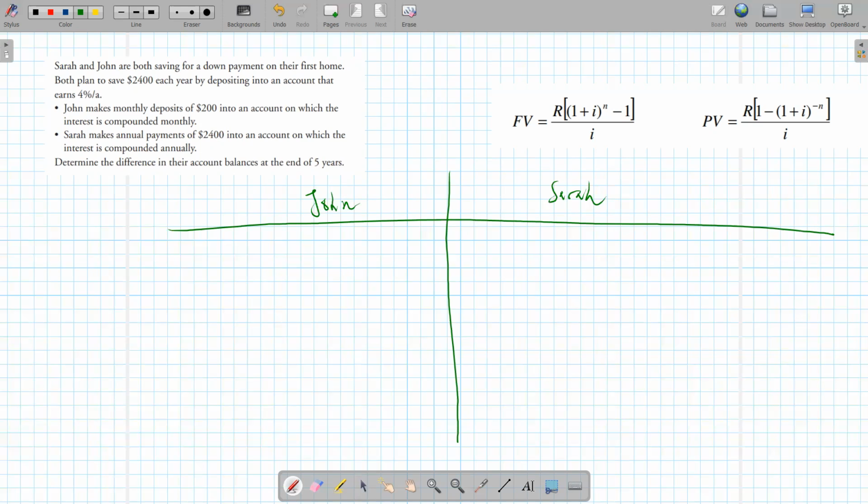Is it FV? Yeah, it is FV, because they plan to save in the future, at the end of 5 years. So which one do you think is going to win? They're the same interest rate, but one of them is monthly, the other one is yearly or annually.